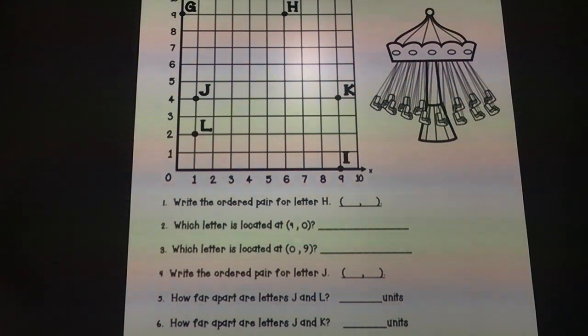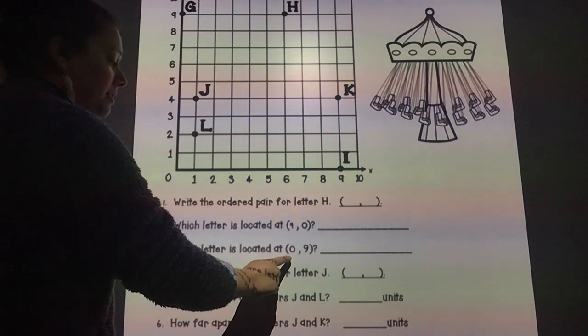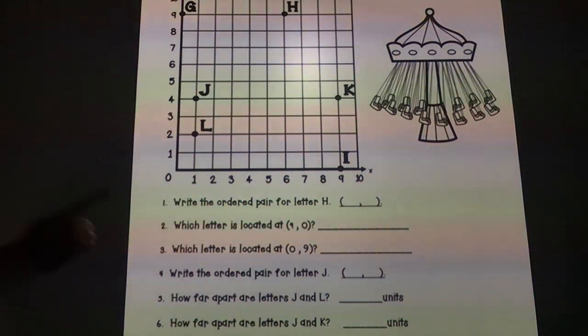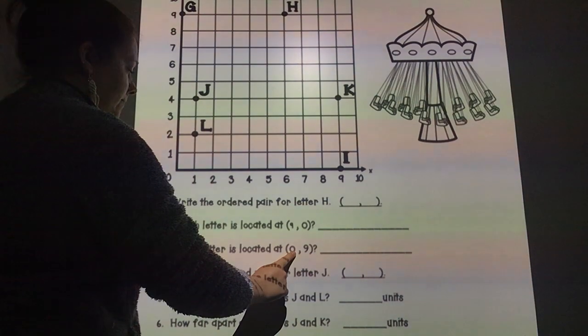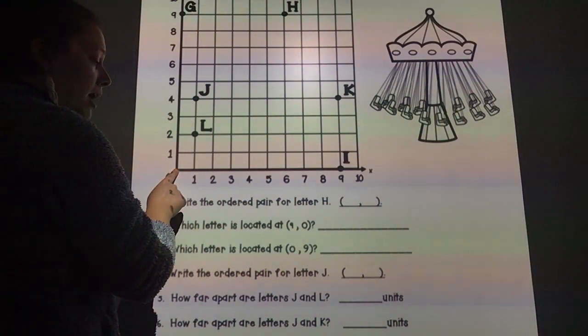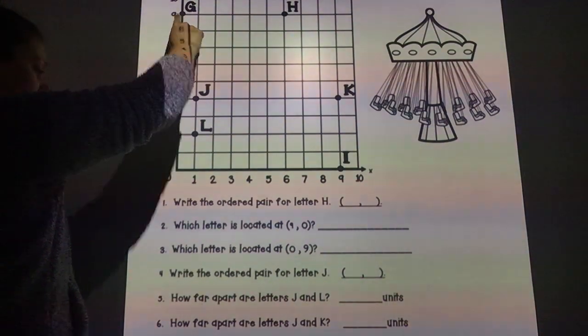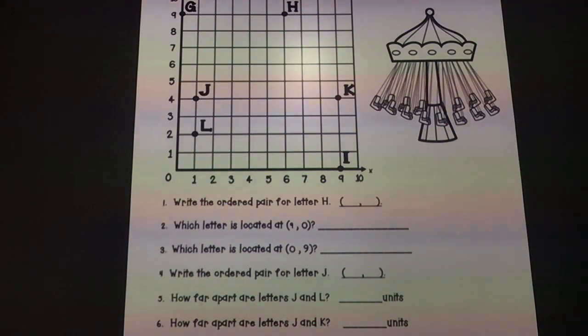Number 3, which letter is located at 0, 9? This is a nice example I like that they're showing you. 9, 0 compared to 0, 9. That is not the same coordinates. Those numbers are not interchangeable. So how many did they run? 0. How many did they jump? 9. And what do we got? G. You definitely didn't make a jump.